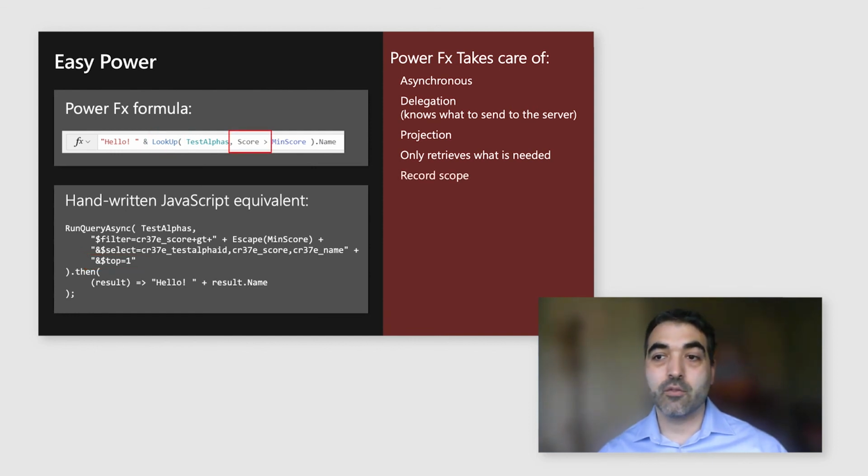A fourth thing is the record scope. For PowerFX, we can see that the predicate, score is greater than min score, is referring to an entity, in this case test alphas, and we can scope it specifically there, provide IntelliSense, and provide type checking for it. Whereas when you have to write out the OData query yourself, it's a string and you don't get that sort of type checking and scoping.